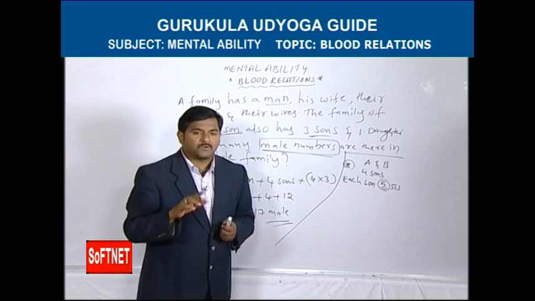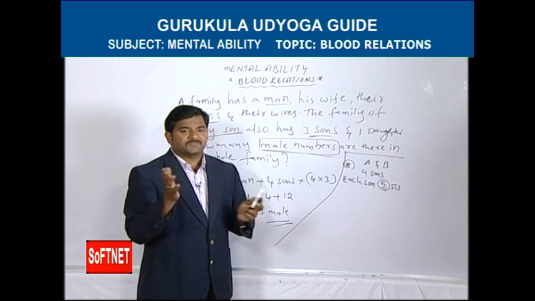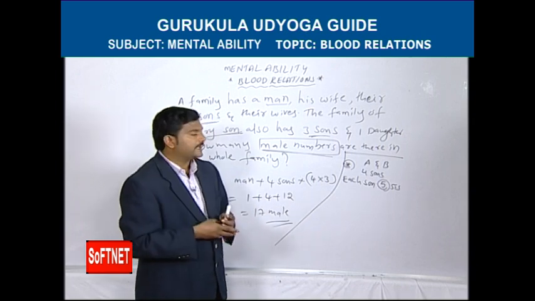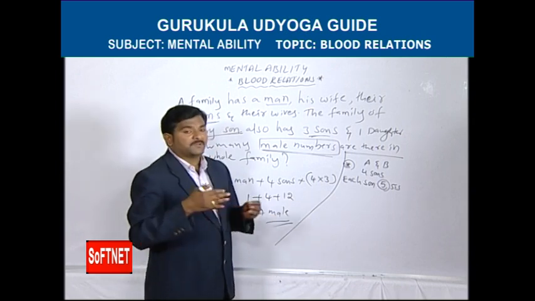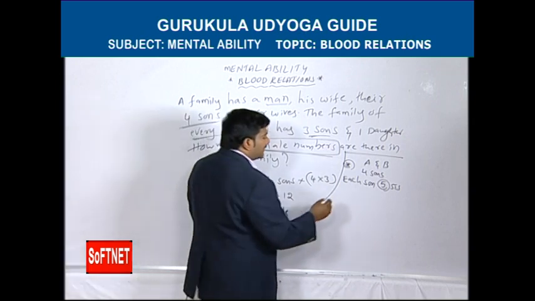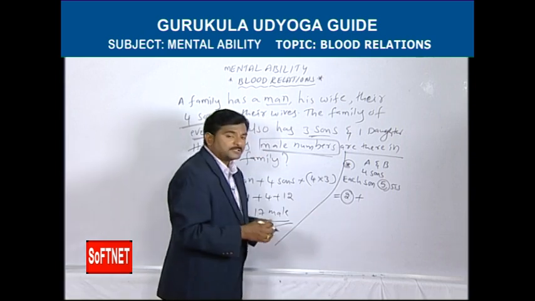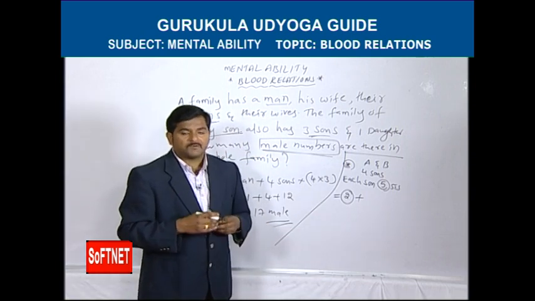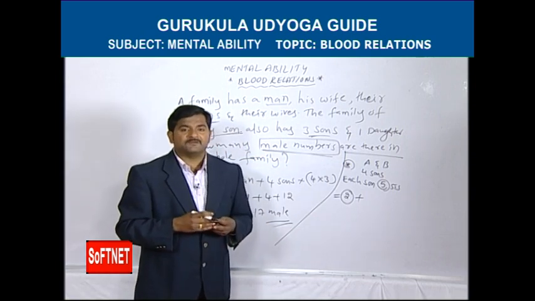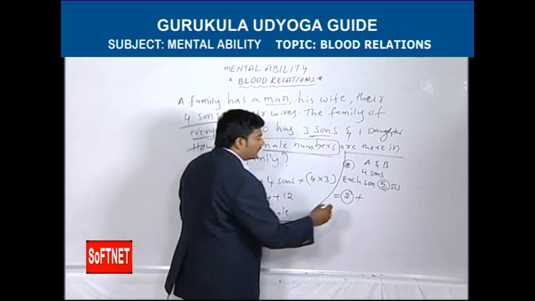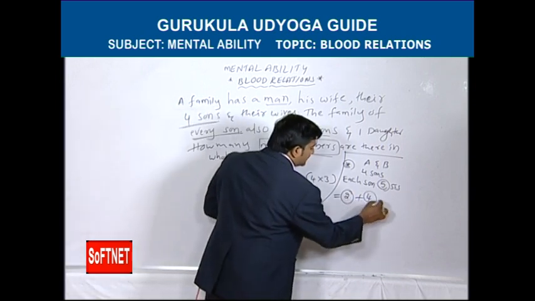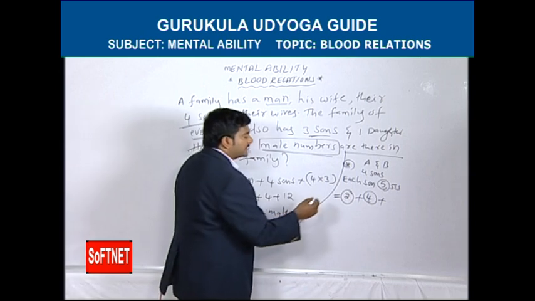There are two different models. We will discuss the difference between these two questions, and you will get the idea. Total number of members I need to identify. Here A and B are father and mother, so two members are there. They are having four sons. There is no issue with this also.